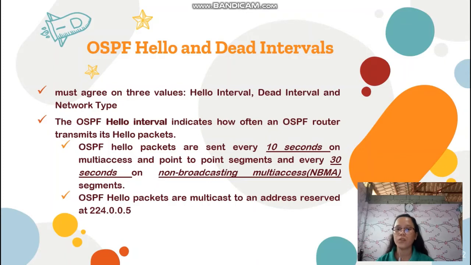The OSPF hello interval indicates how often an OSPF router transmits its hello packet. By default, OSPF hello packets are sent every 10 seconds on multi-access and point-to-point segments and every 30 seconds on non-broadcast multi-access segments. OSPF hello packets are multicast to an address reserved at 224.0.0.5.